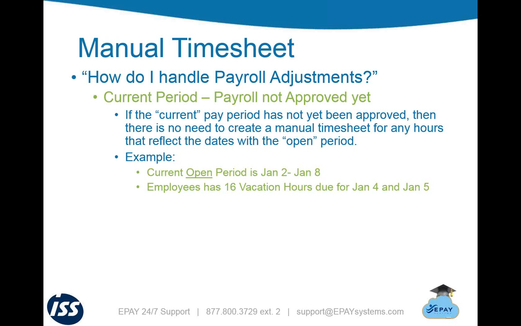So the example I provided here in the current open period is January 2nd through the 8th. The employees have 16 vacation hours due on the 4th and 5th. By all means, go into the open period and enter it. There's no need to do a separate step to record those hours.